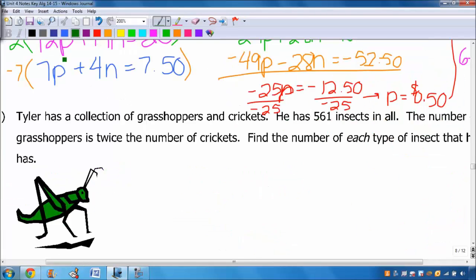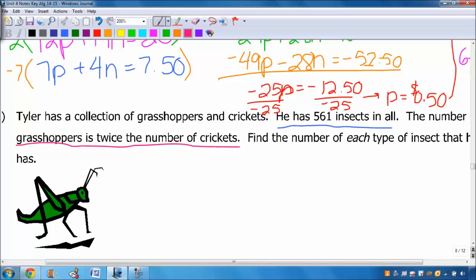Okay? All right, let's go ahead and read through number 2 and make sure to underline key information as we are doing this. Tyler has a collection of grasshoppers and crickets. He has 561 insects in all, and then the number of grasshoppers is twice the number of crickets. All right, find the number of each type of insect that he has.